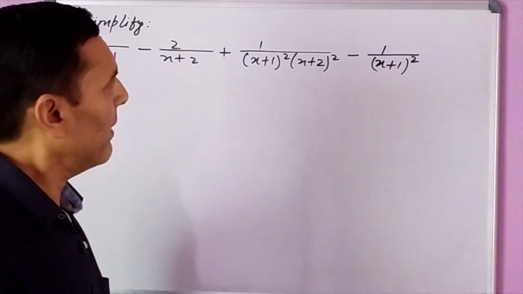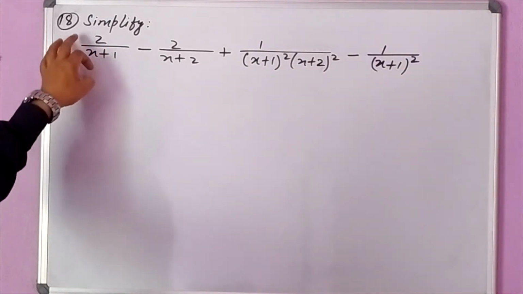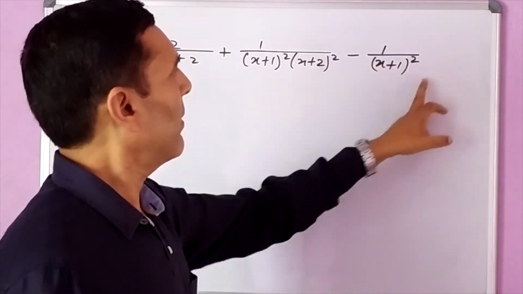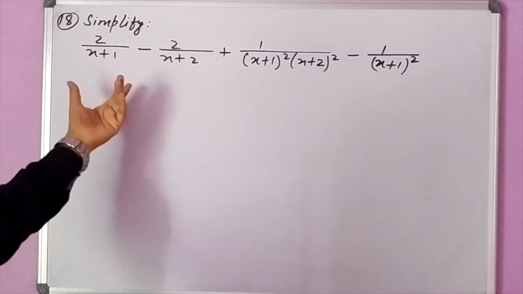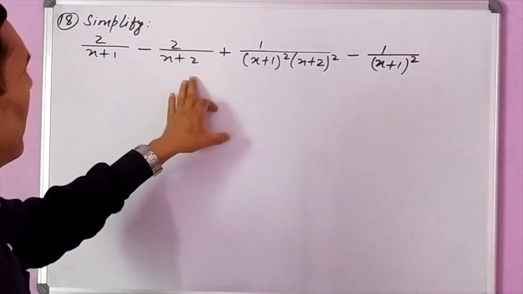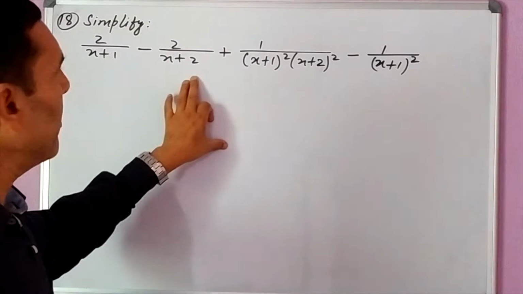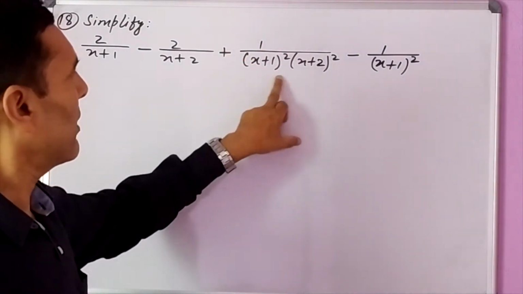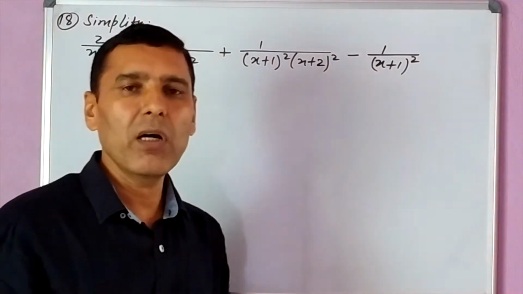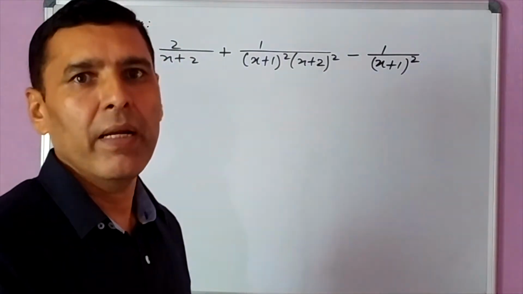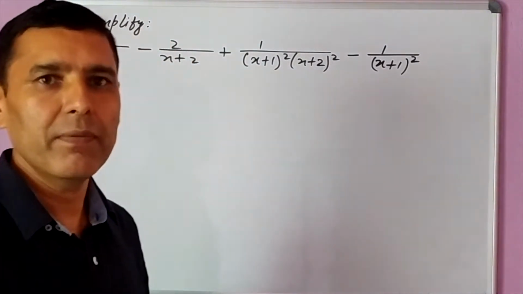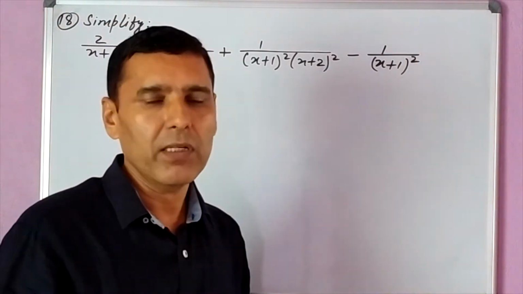So we start technically. First, 2 upon x plus 1 and this minus 1 upon x plus 1 whole square, we keep together and take their LCM, and we combine this with 2 upon x plus 2, and lastly we combine this with 1 upon x plus 1 whole square times x plus 2 whole square. If you do it like this, we don't have to perform the long multiplication at a time. Step by step the multiplication can be done, making it shorter and shorter.